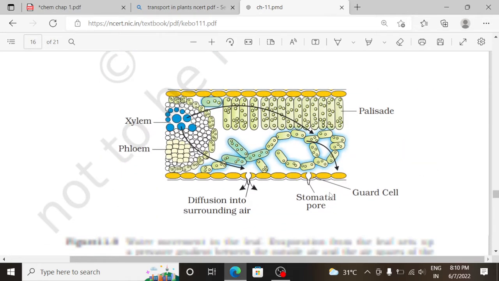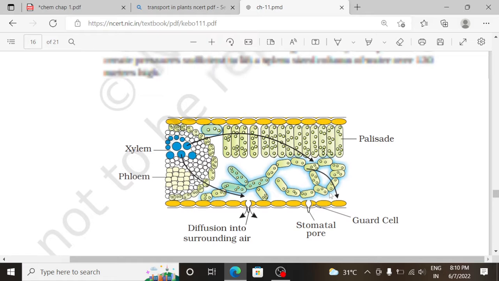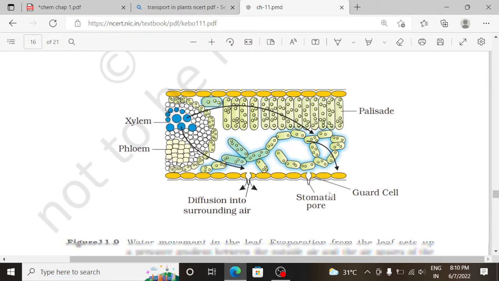In this diagram they have shown xylem, phloem, and diffusion into surrounding air. This is the stomatal pore. These are the guard cells. This is the palisade mesophyll, you know it, and these are the spongy mesophyll.